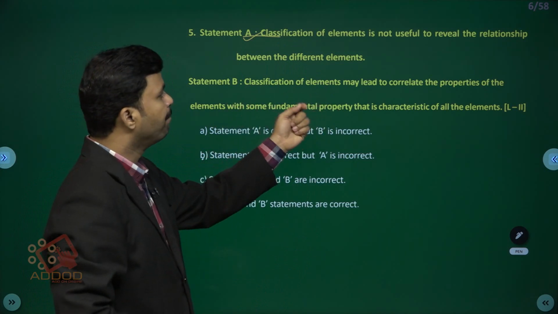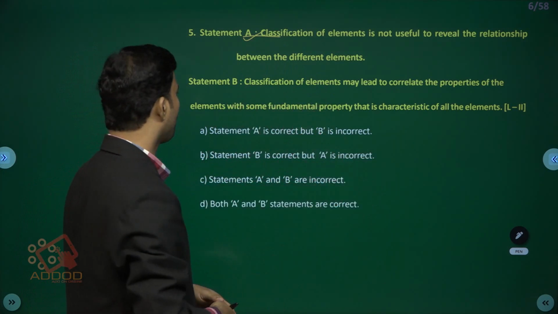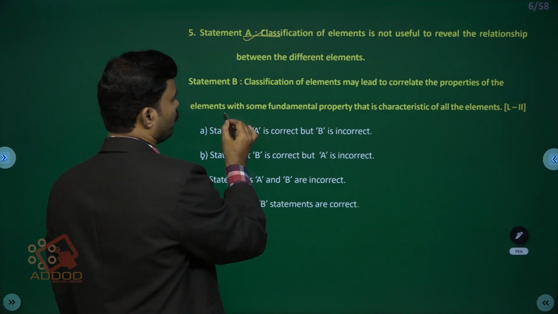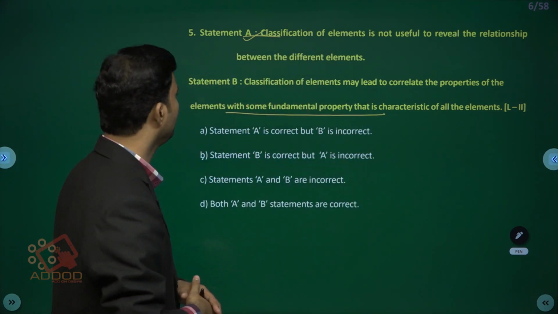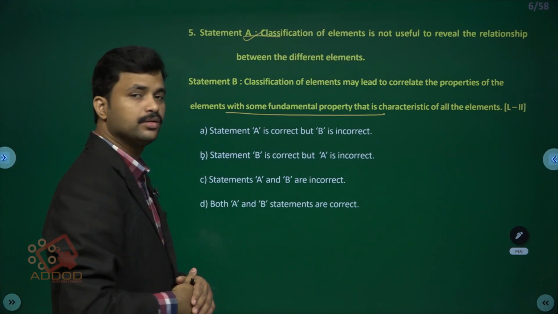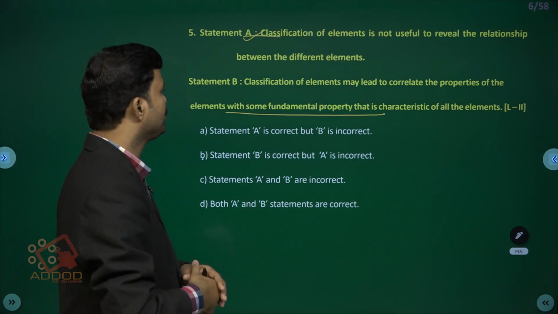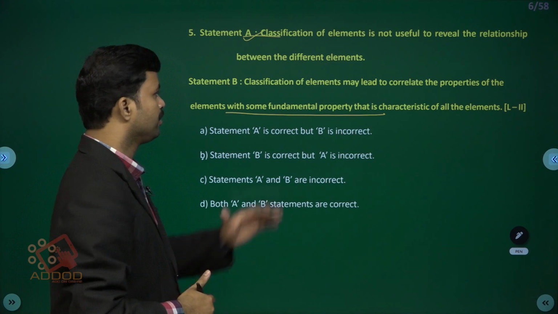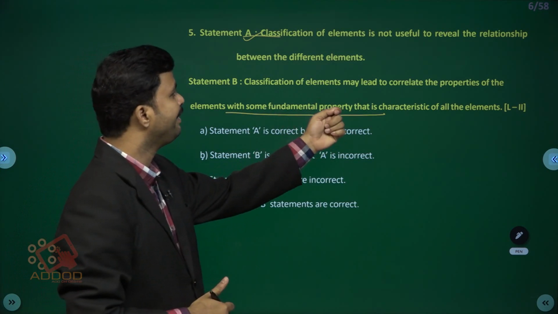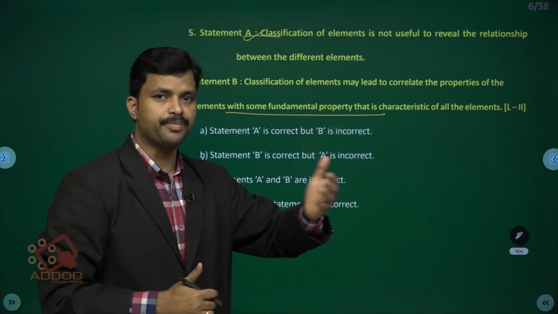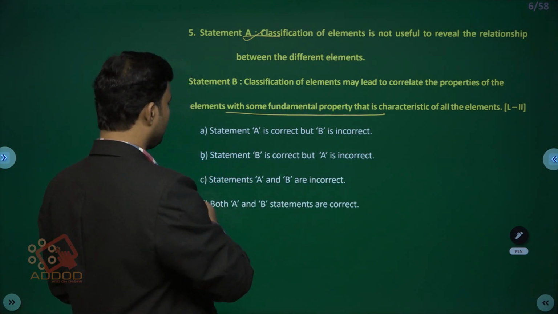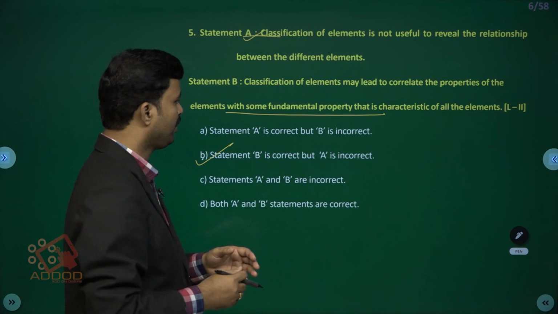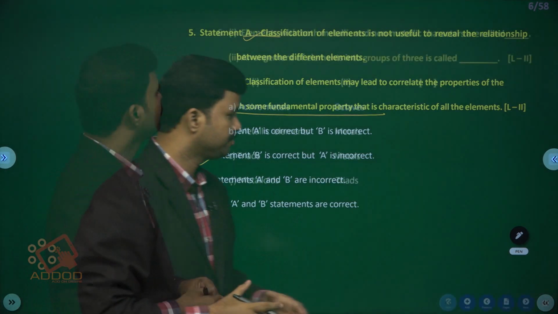Classification of elements may lead to correlating properties of the elements with some fundamental property that is a characteristic of all elements. Is it? Yes, of course, that is a fundamental observation in the table. Classification of elements may lead to correlating properties, correct? That is the aim, correlating the properties. Then the answer will be B, correct, and A is an incorrect statement.